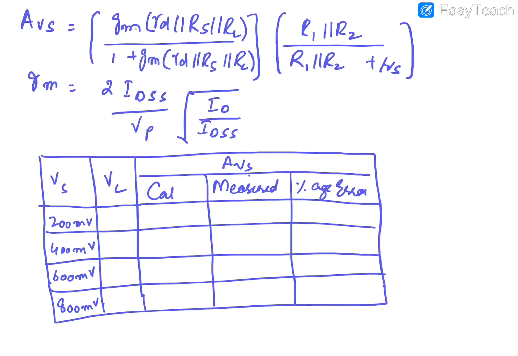So what you have to do is change the value of VS, measure the value of VL using the oscilloscope, and then calculate the gain, which is basically VL divided by VS. So you will compare the value of gain with the calculated one. These are the measured values and this is the calculated value. Then you have to find the percentage error.